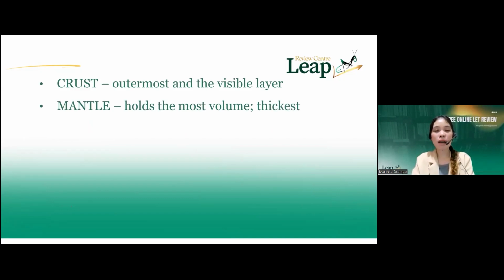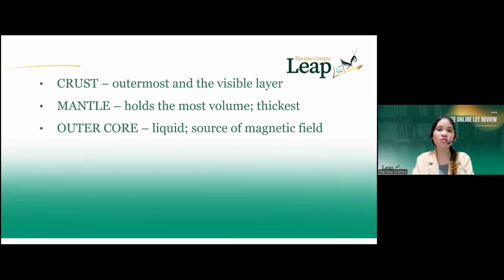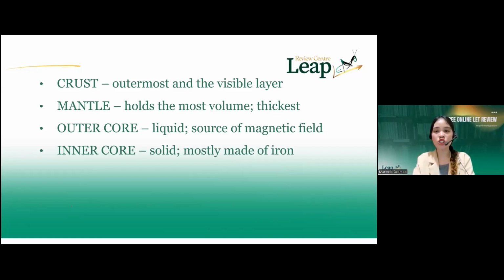Next, we have the mantle, which holds the most volume and is the thickest layer. Outer core is liquid, the source of the magnetic field of the planet. And lastly, we have the inner core, which is solid in state. So those are the layers of the Earth.